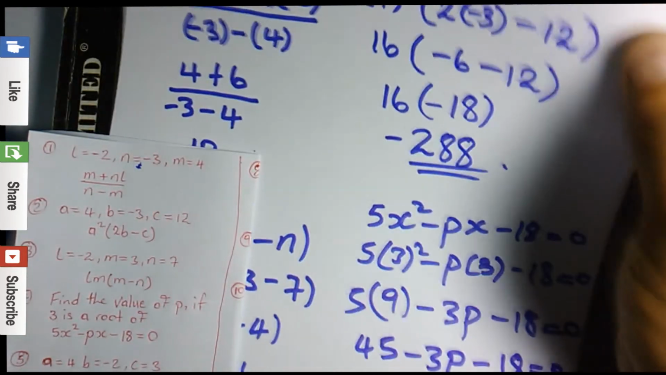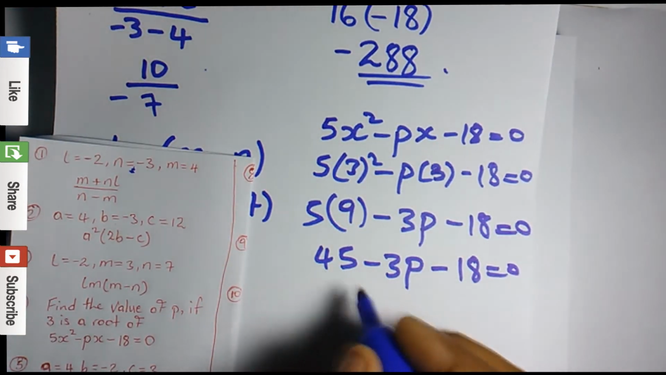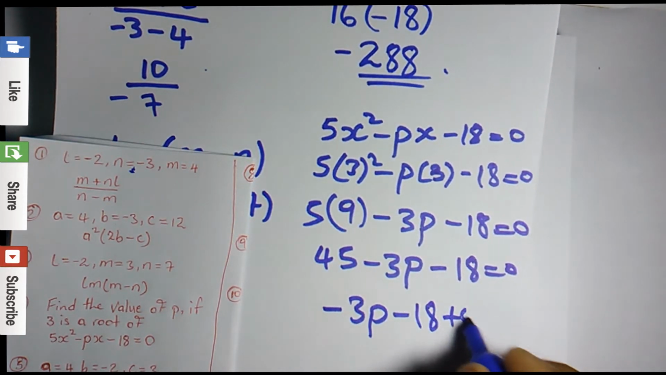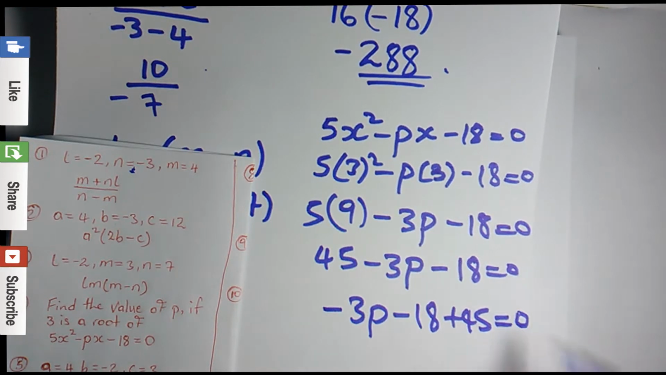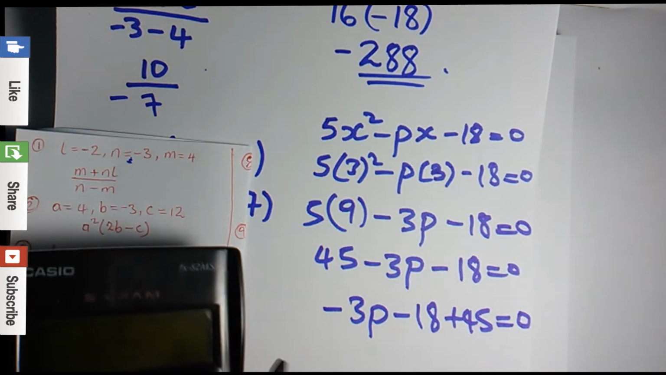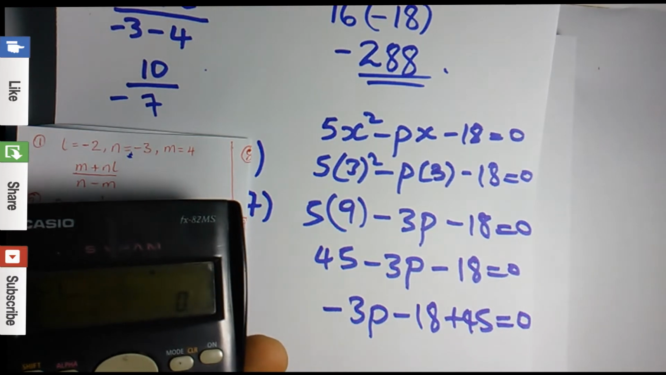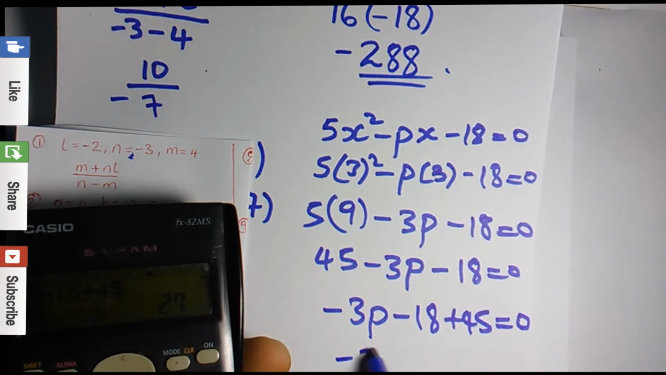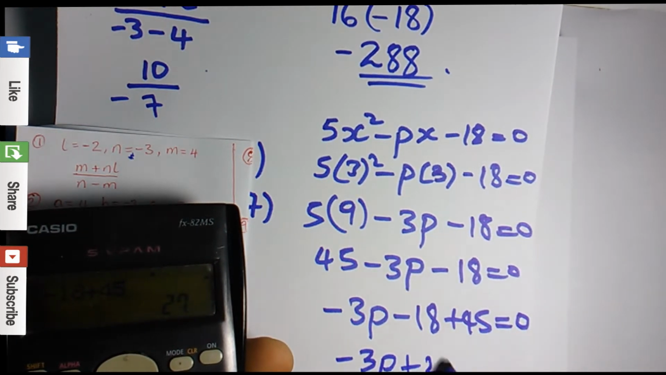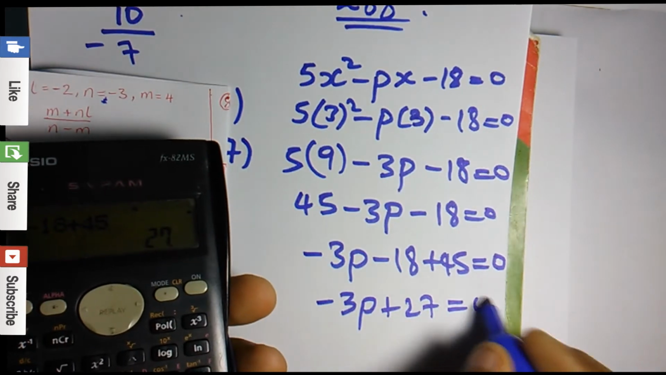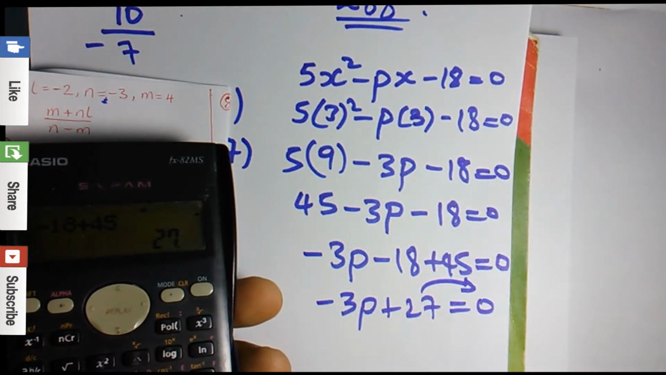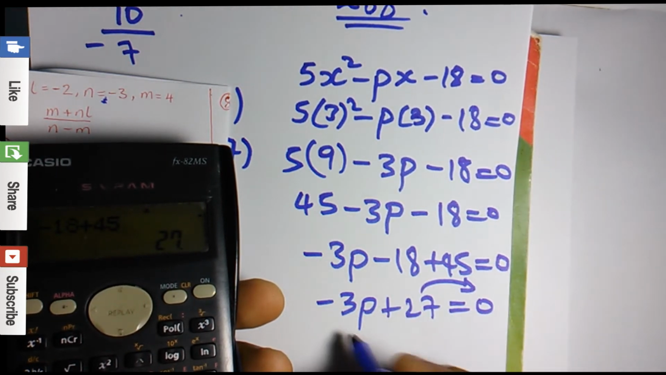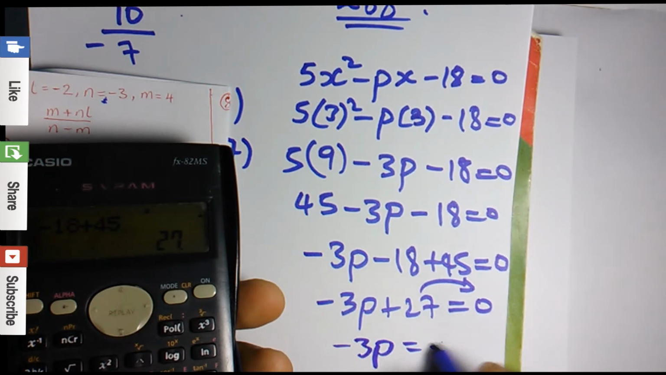Now we can collect like terms. So we have minus 3p minus 18 plus 45 equals 0. As I said, in the exam you can use a calculator. So minus 18 plus 45 will give us 27. So we're going to have minus 3p plus 27 equal to 0. We're going to bring this 27 over the equal sign. Remember, we need to solve for p. It's positive on this side, when it goes over, it becomes negative. So minus 3p is equal to negative 27.